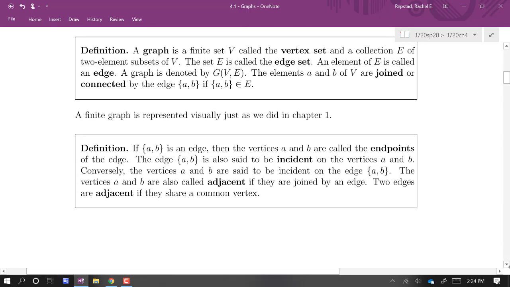A little bit of vocabulary. If you have an edge connecting two vertices, say AB is an edge, then A and B are called the endpoints of that edge. We say that the edge AB is incident on the vertices A and B, and we also say that A and B, those vertices, are incident on the edge. If two vertices are connected by an edge, then those vertices are adjacent. Two edges are adjacent if they share a common vertex.